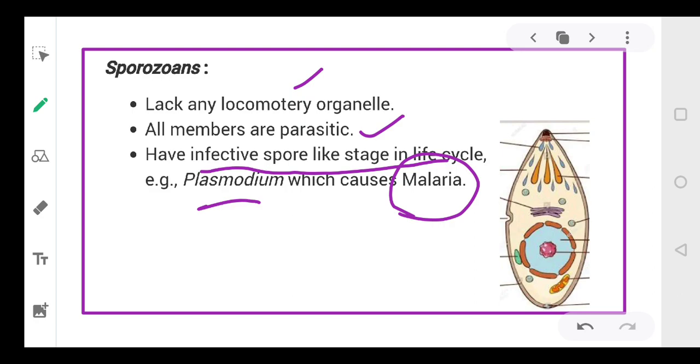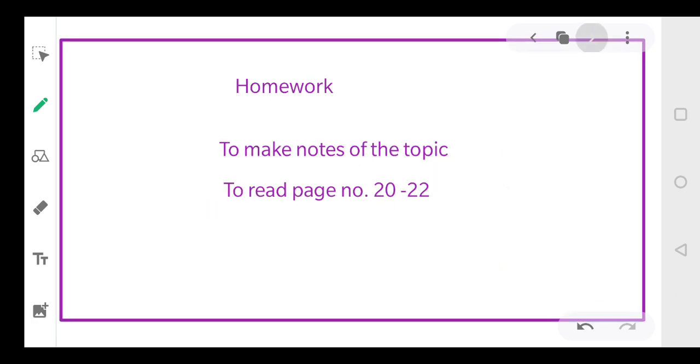So Protista basically you understood, I suppose, and if there is any doubt, dear students, you must call me. We'll definitely discuss your problem. So your homework for today is, first of all, you will make notes of this topic. Then you will read page numbers 20 to 22 of your NCERT. Okay, dear students, you must read these page numbers.